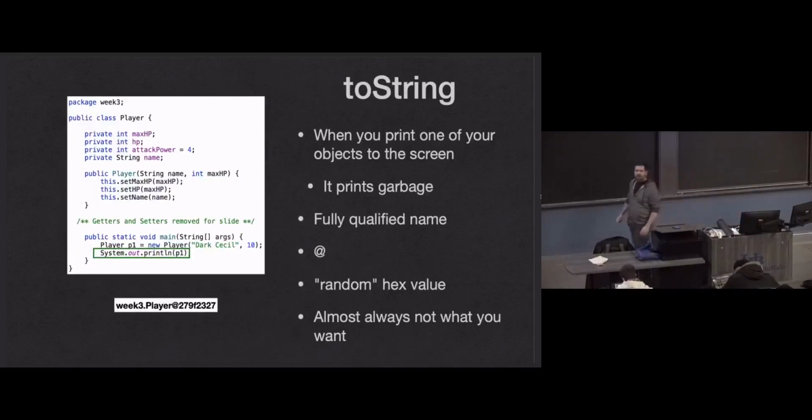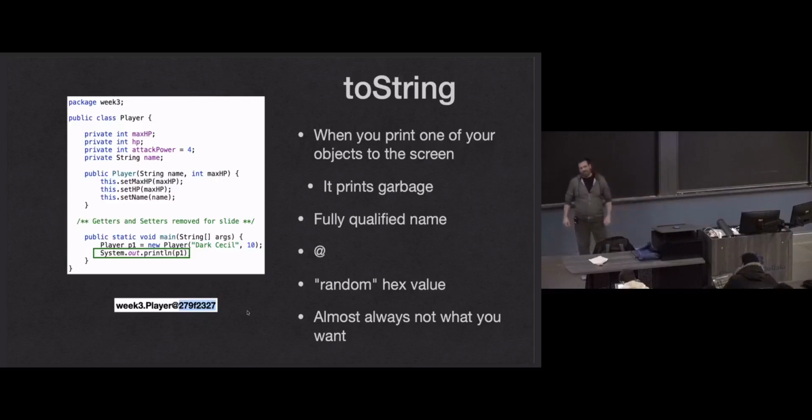When we print out one of our objects to the screen, we have our Player class, and I create my player P1, and I just want to print out P1. What do I get? Well, I get garbage. I'm going to get the fully qualified name of that type, which is the package name and the class name, an @ symbol, and then some random hex value, which is somewhat the reference. It's not exactly the reference, but it represents a reference to that object. This is what I got when I ran this code. If you run it, you'll get something similar, but the hex value will be different based on how your JVM is storing that value.